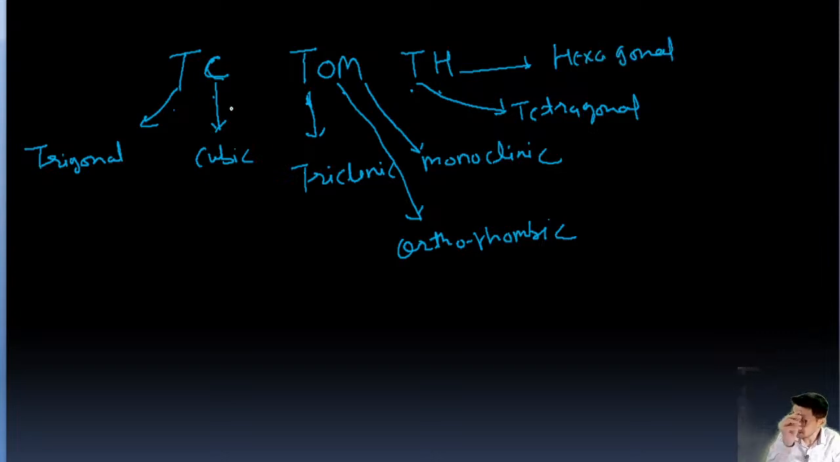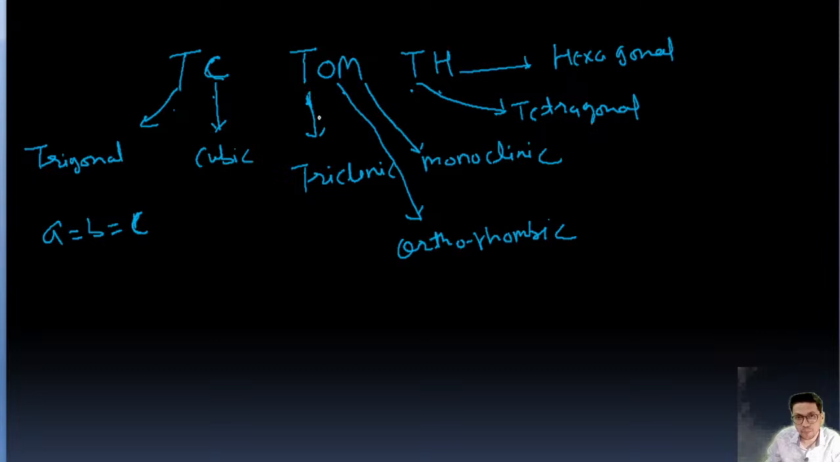I have written in this manner. There is a reason, right? TC means trigonal and cubic. There is this TC Tom TH. Why? Because TC means trigonal and cubic, all sides are equal. A equal to B equal to C. For these two, all sides are equal.